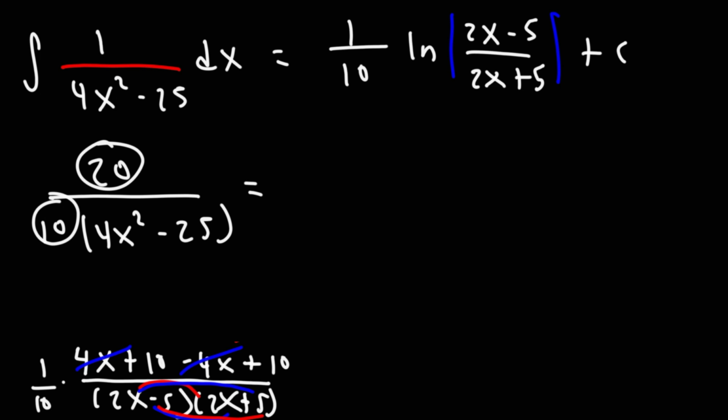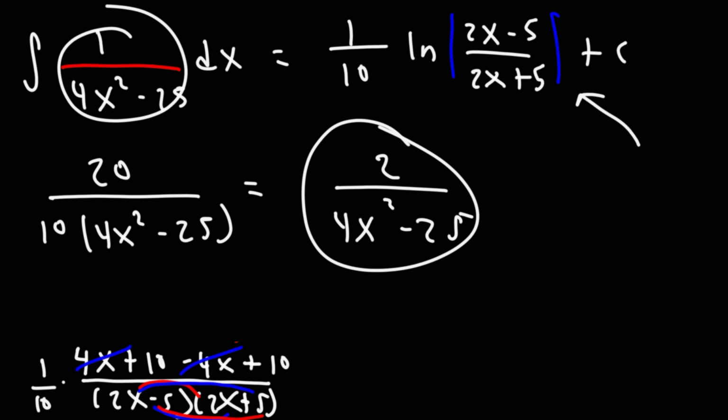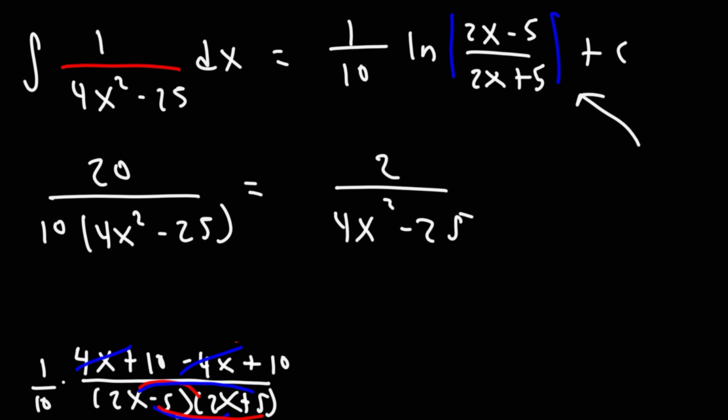20 divided by 10 is 2. So as we can see, this integration formula didn't give us the exact answer, but it got us very close to it. Our answer is basically twice what our original answer is. So to get our answer, we just basically need to divide this by 2. We need to change 10 to 20.